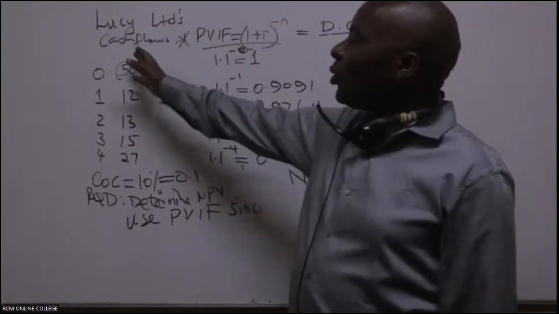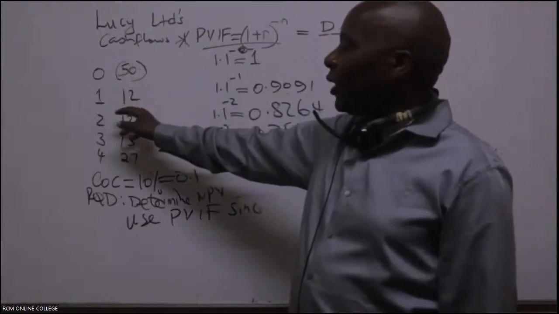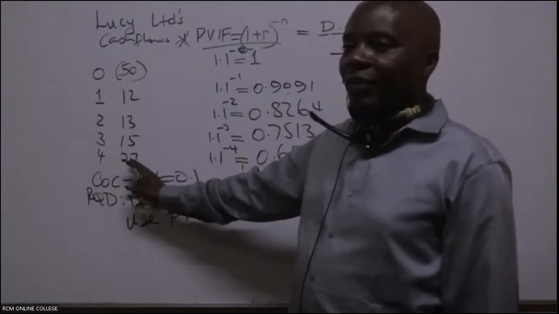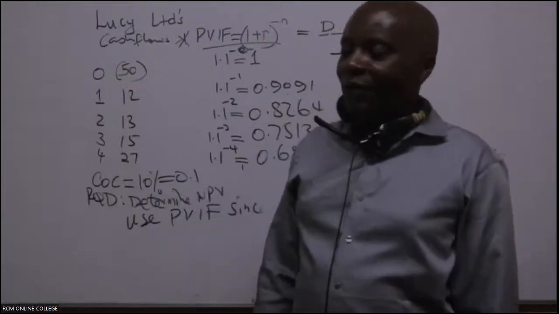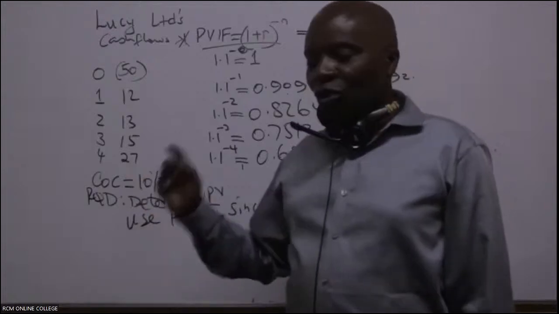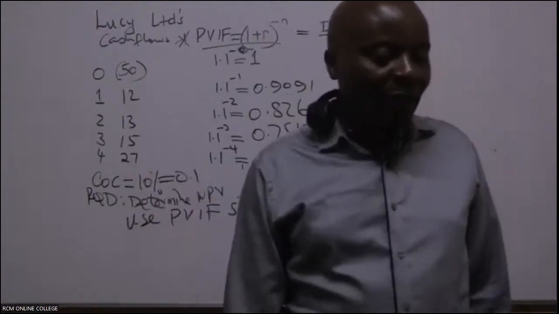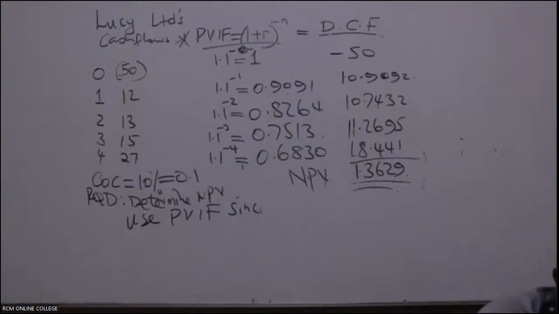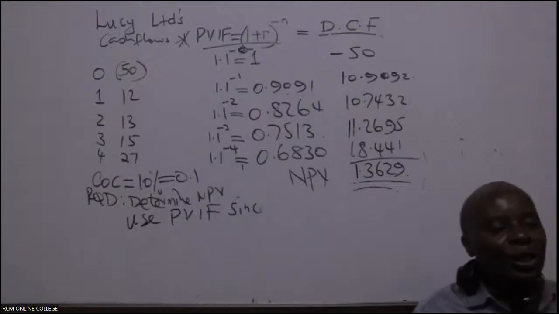I simply want you to write there the cash flows: negative 50, 12, 13, 15, 27, 27, 27. And then you write there, cost of capital is 10%. Once you write like that, you are ready to do this concept using Excel, and then we compare the answers.